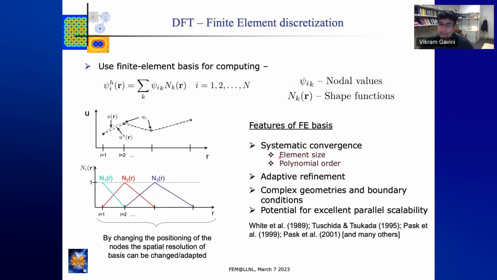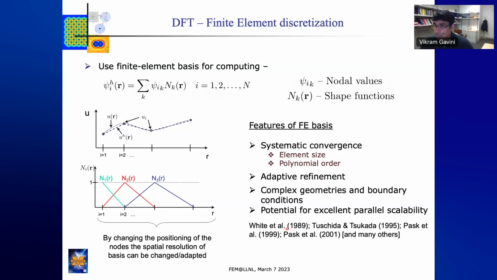So clearly one key advantage is systematic convergence. You can either reduce the mesh size or bump up the polynomial order. It provides spatial adaptivity, unlike the plane wave basis, which gives you a uniform resolution. It allows for consideration of complex geometries and boundary conditions. But I think one of the key aspects of finite elements is that it has the potential for excellent parallel scalability. It's not that these advantages were not known to people. They've been known for a very long time.